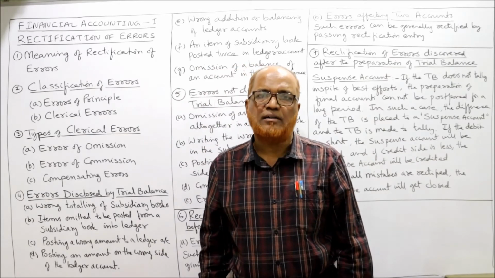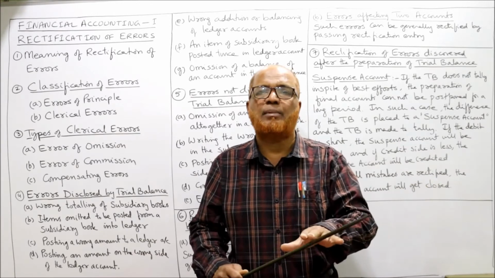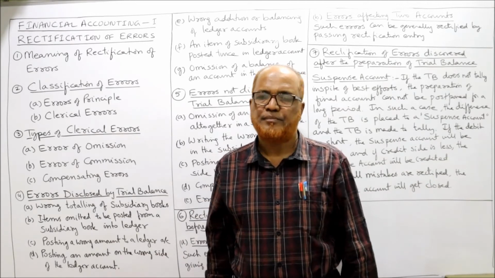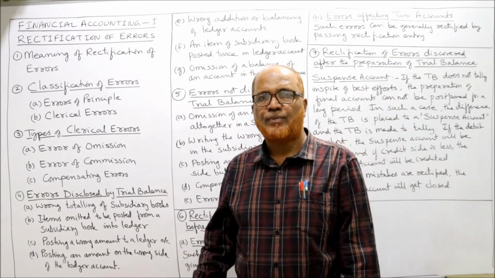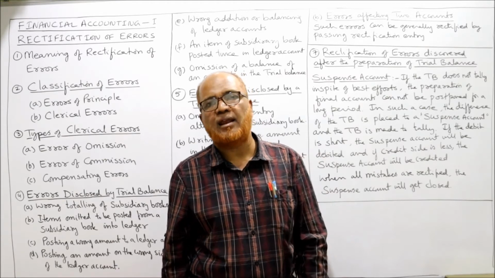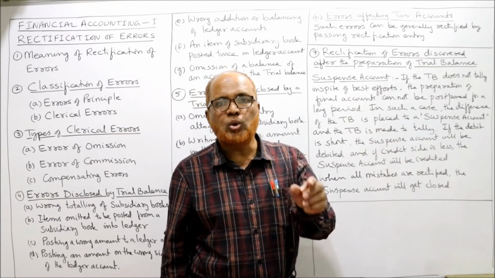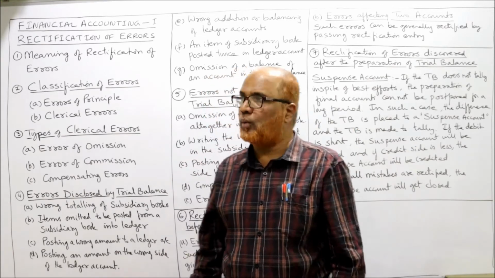Wrongly on debit side. Again, this error will be disclosed by the trial balance. Your trial balance will not agree at all. Next comes wrong addition or balancing of a ledger account. While taking a balance in a ledger account, a wrong totaling error has been made. Wrong totaling has been done in a ledger account. Again, your trial balance will not agree.